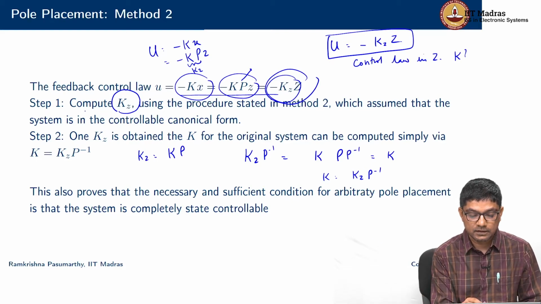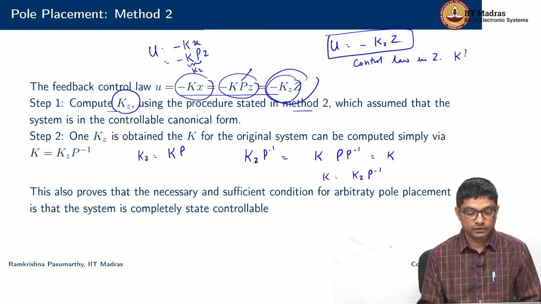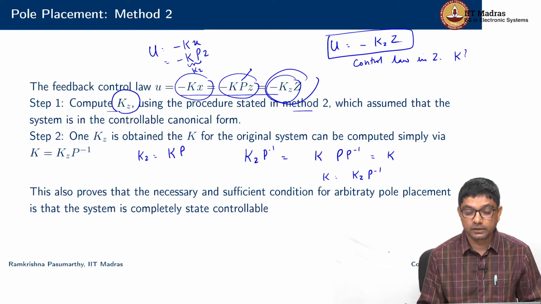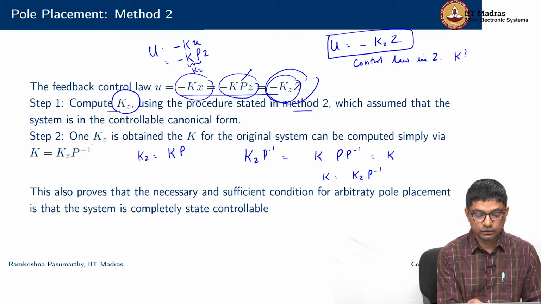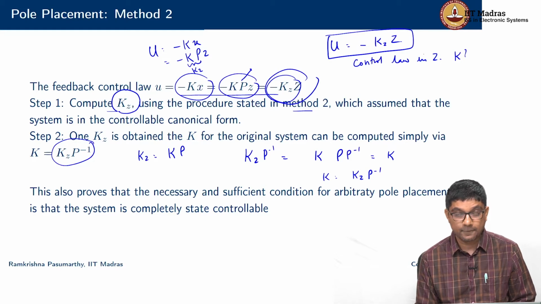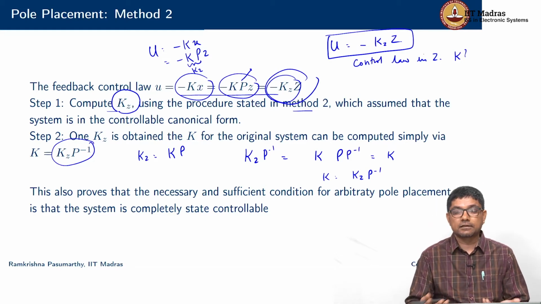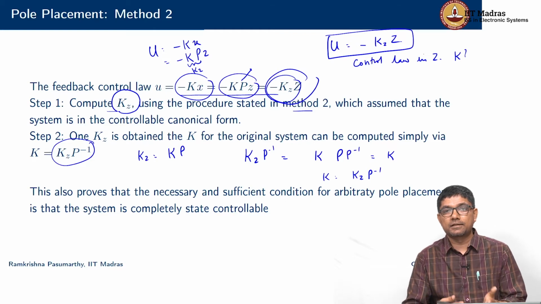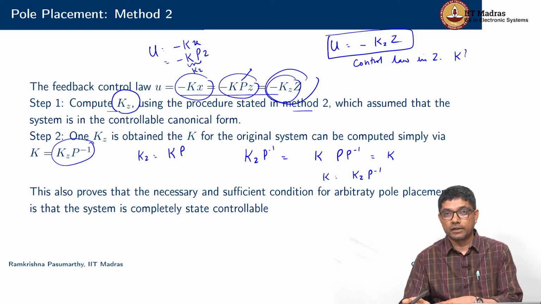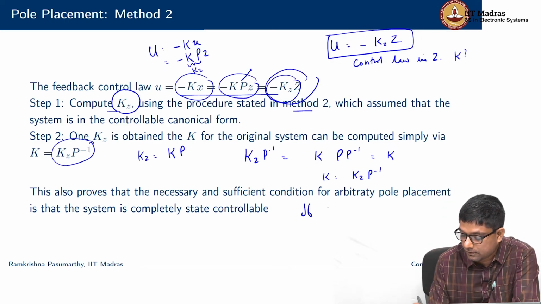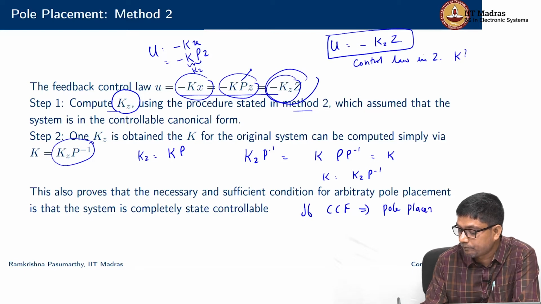So, step 1 is compute Kz using the standard procedure, which assumed that the system is in the controllable canonical form. Now, how does the Kz translate to the K for the original system? I just do Kz times P inverse. This also proves that this is a sufficient condition: if my system is in the controllable canonical form, then I can do arbitrary pole placement, which is just sufficient.